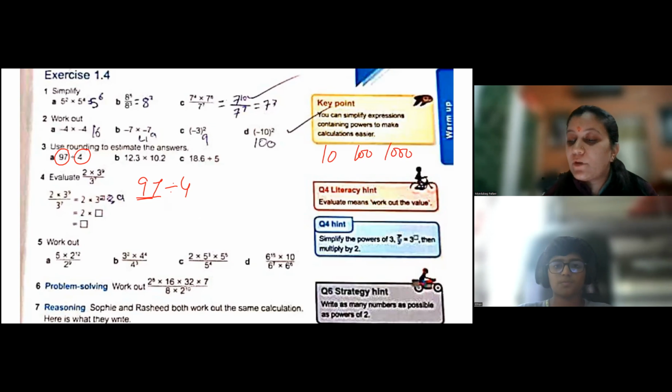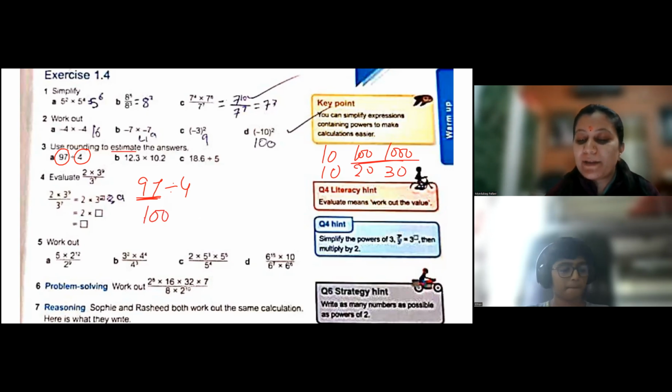And not only 10, 100, 1,000, multiples of 10 can be 10, 20, 30 also. Okay. So 97 is closer to which number? What do you think? 100. So we can write 100 instead of 97. Because in this we have to write an estimation, not the exact answer, but an estimate.